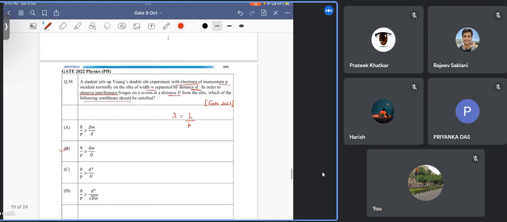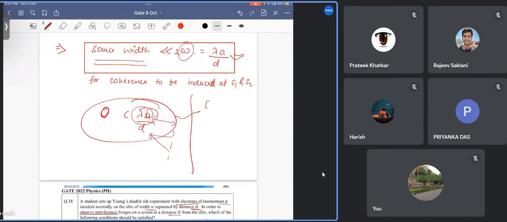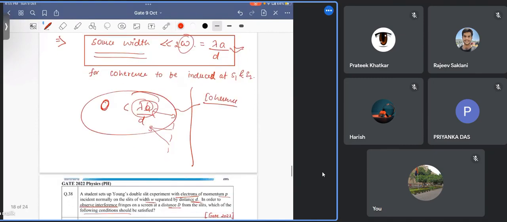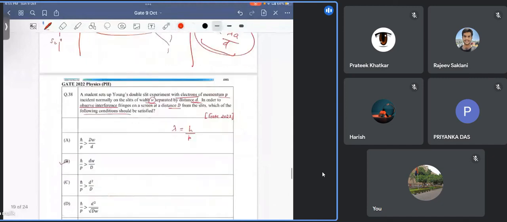To solve this question first, you have to know that for a Young's double slit experiment, you have to satisfy this condition of coherence from the source, which is of width W. So W should be less than lambda A by d for the coherence to be available onto the slits S1 and S2. S1 and S2 will be coherent, or have a definite phase relationship, only when W is less than lambda A by d. So lambda is given by h upon p for the case of an electron. This is the de Broglie wavelength formula.